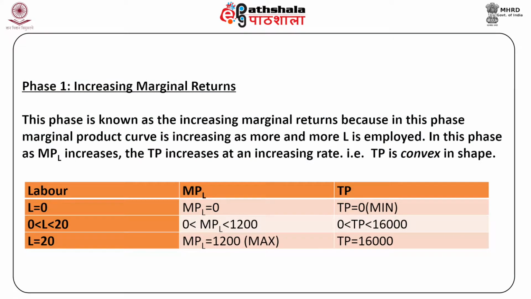Phase 1, increasing marginal returns. This phase is known as the increasing marginal returns because in this phase the marginal product curve is increasing as more and more L is employed. In this phase, as MPL increases, the TP increases at an increasing rate, that is, TP is convex in shape.